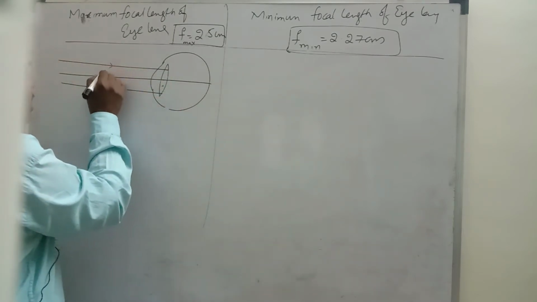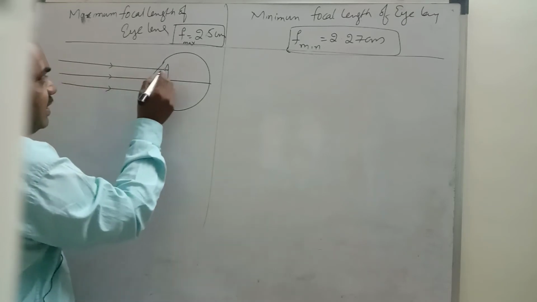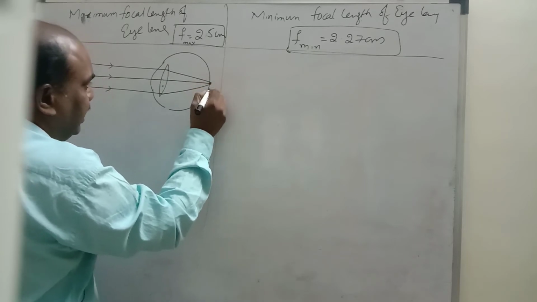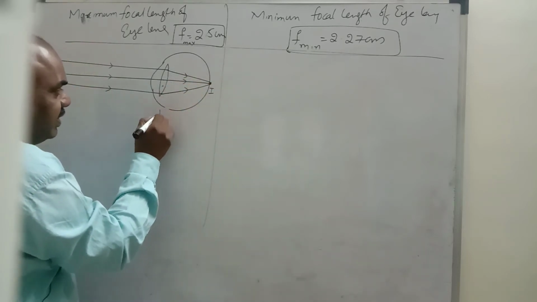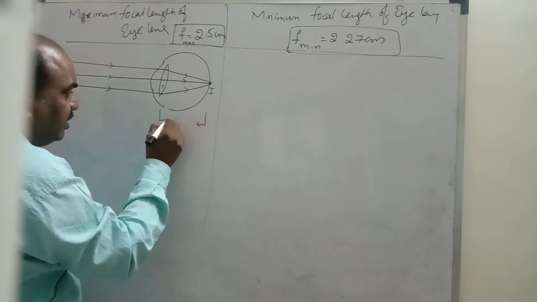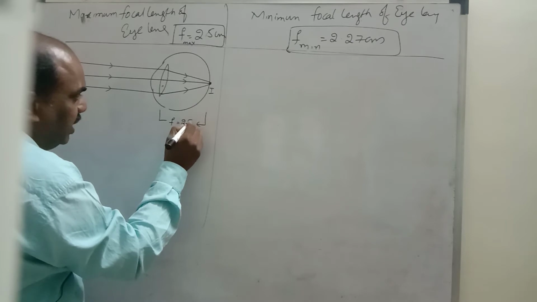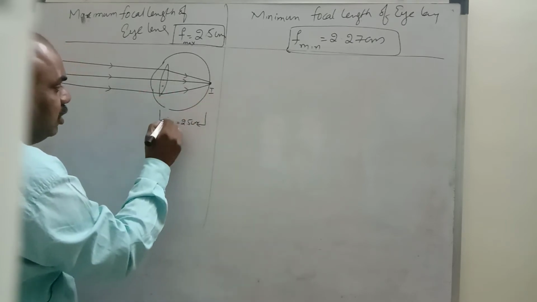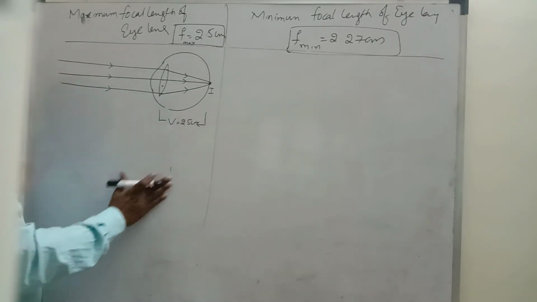From a farther object, what kind of rays do we get? Parallel incident rays. After refraction, they meet at the retina. This is the image. The distance between the center of the eye lens and the retina is called nothing but focal length, the focal length of the eye lens. This is 2.5 centimeter. The distance between optic center and image is called image distance, denoted by V.